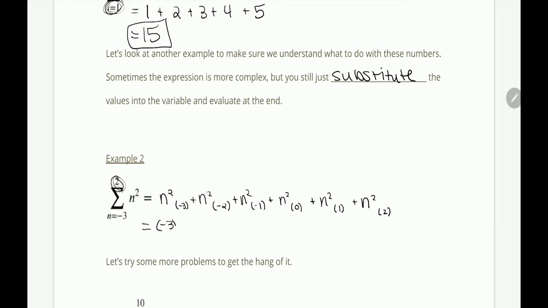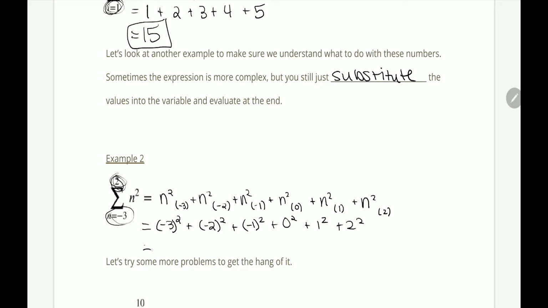So we have negative 3, and then we have the square still. We have negative 2 squared. Okay, so we're just replacing the n with the number, all the way from negative 3 up to positive 2, because negative 3 is on bottom and positive 2 is on top. And we're just going to add all of our answers together. We have 0 squared, 1 squared, and 2 squared.